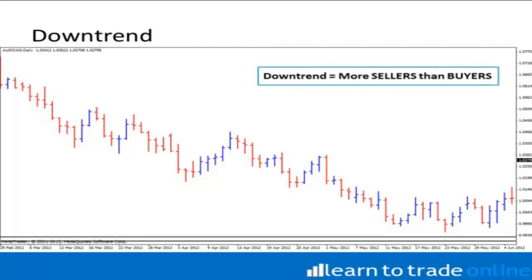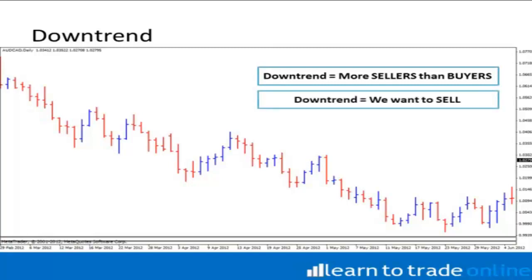Now in a downward trend, you've got more sellers than buyers. Very simply, you've got more red seller bars than you've got blue buyer bars. And in that downward trend, we want to go short, we want to sell.